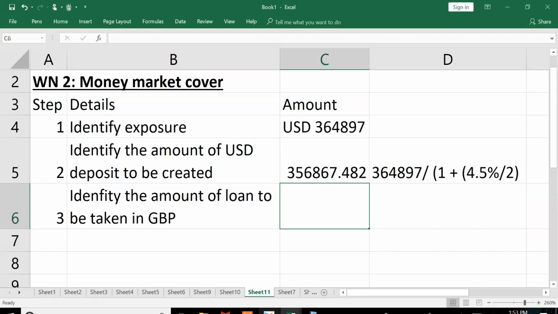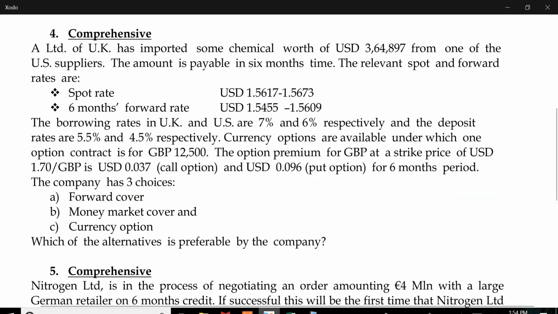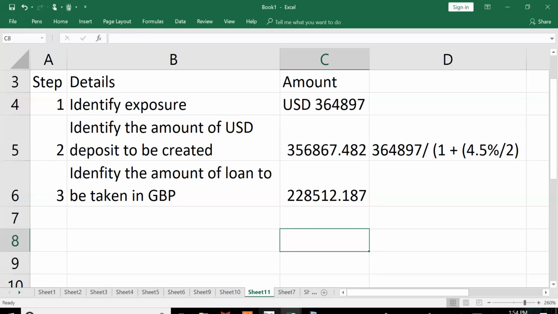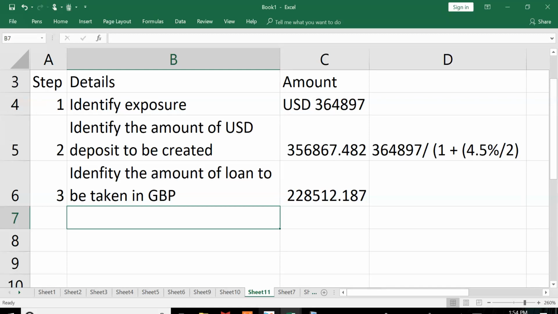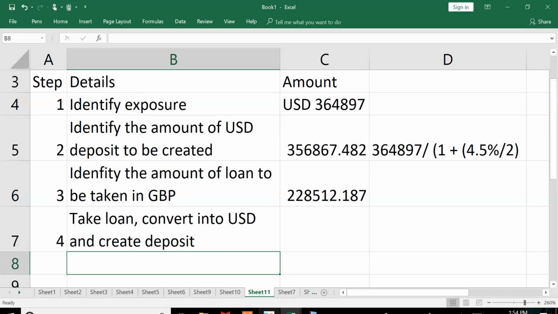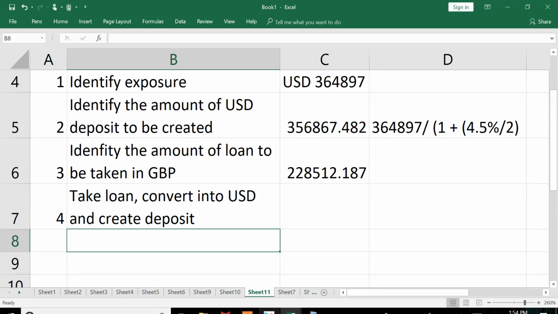That number divided by this is the amount of loan I'll take, 228,512.19. In step 4, take loan, convert into GBP and convert into USD and create deposit. This is more of a formality. You first identify what loan to take. That loan is 228,512.19, the amount of loan to be taken.